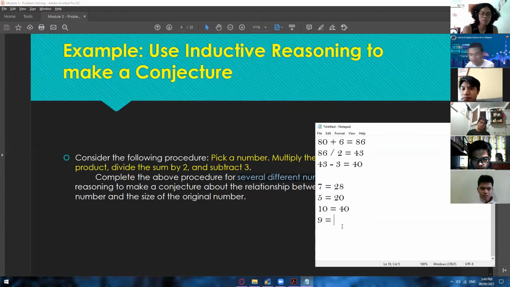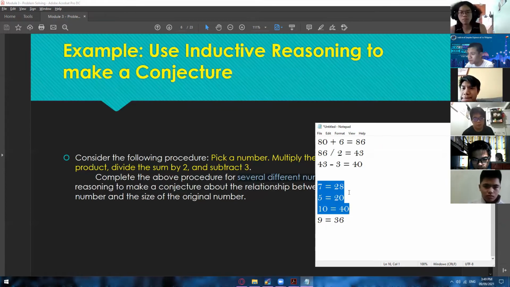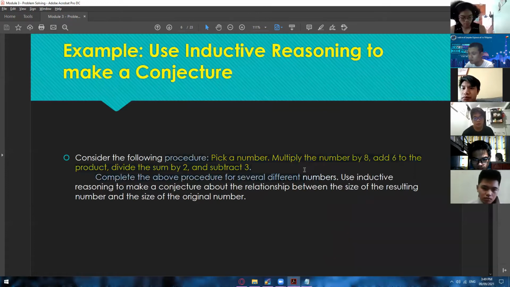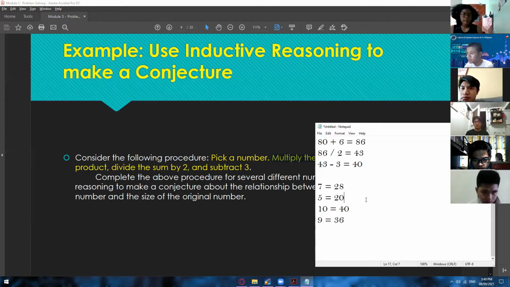Do you guys have another answer or assumption or conjecture, or do you have the same? Basing it on our past examples, if we have this kind of procedure, you can pick any number, but you apply the same steps: multiply, add, divide, and then subtract. It will always be multiplied by 4 from its original number. So 7 times 4 is 28, 5 times 4 is 20, 10 times 4 is 40, and if we have 9, that's equal to 36.